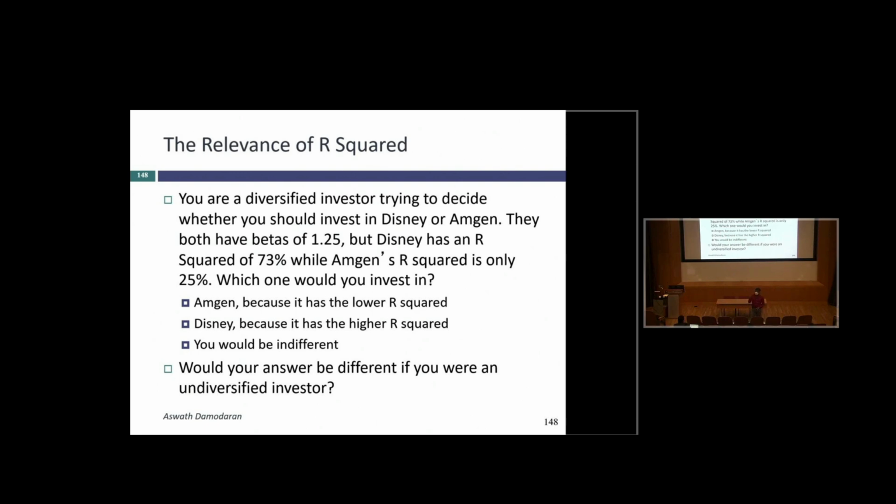But let's say this is your eccentric uncle. Each of us has one, right? I mean, they're paranoid. They don't trust mutual funds. They say, I'll buy only 4 stocks. And you can't talk them out of it. If I am an undiversified investor and I've decided I'm going to buy only 3 or 4 stocks, now would your answer be different? Do I want to go with the higher R squared stock or the lower R squared stock if I have only 3 or 4 stocks in my portfolio? What do you think, Mansi?